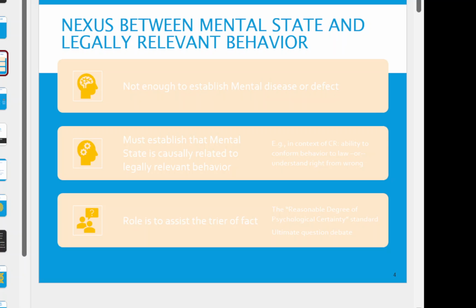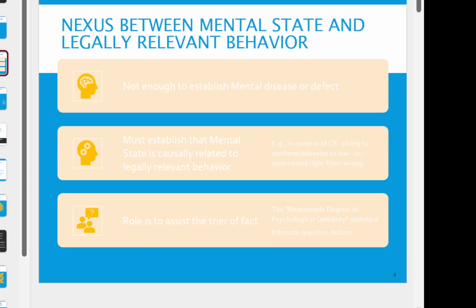So, in summary, the nexus between the mental state and the legally relevant behavior is a critical concept in forensic psychology that connects the individual's psychological condition to their actions in a legal context. This connection is essential for determining criminal responsibility, competency to stand trial, applicability of legal defenses, like we just talked about, insanity, diminished capacity, and it also plays a role in risk assessment, sentencing, and civil liability.